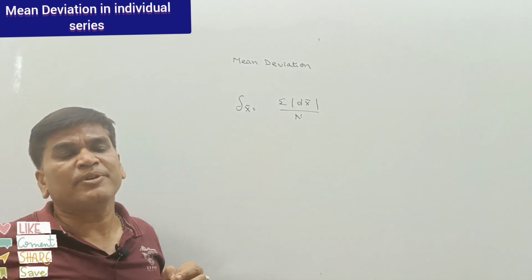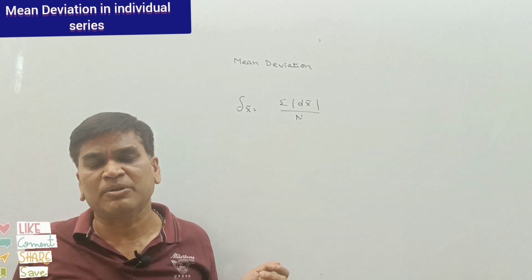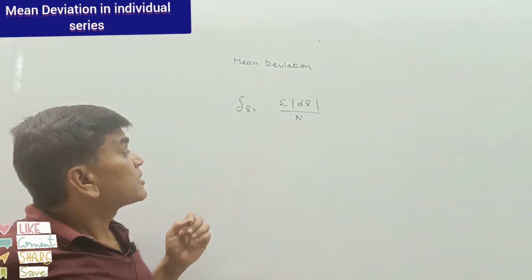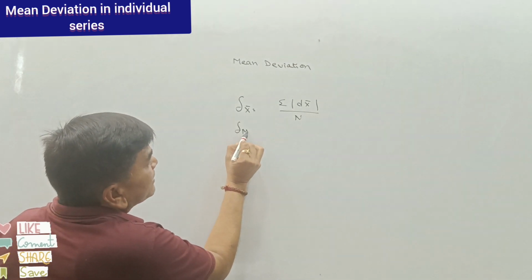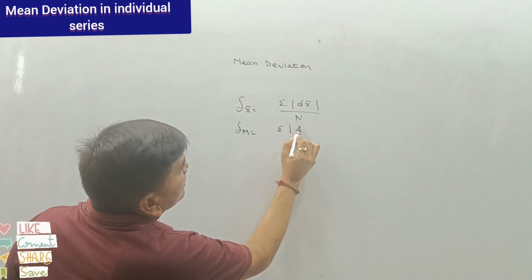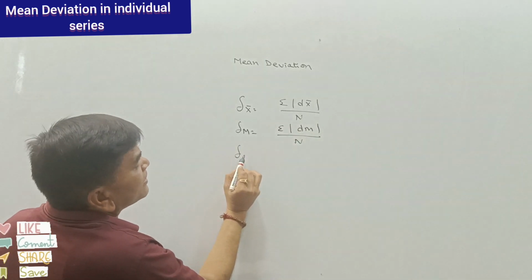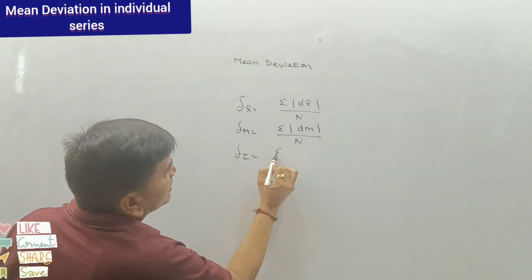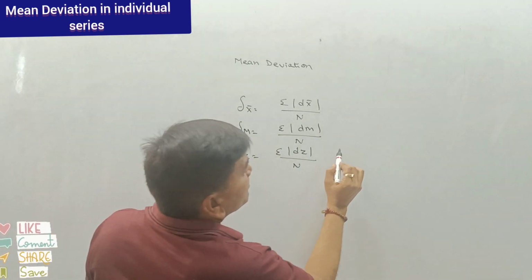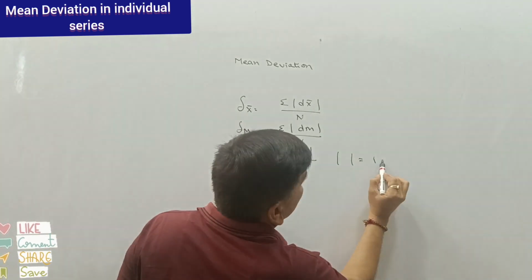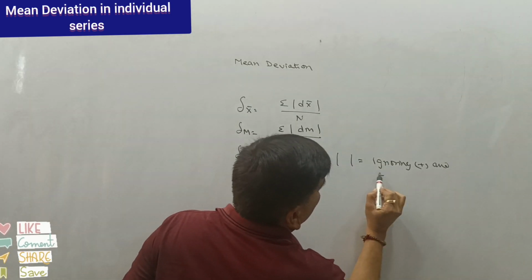In today's video we will learn how to calculate mean deviation in the case of individual series or discrete series. Suppose we are taking mean deviation from the median, then we use sigma |dm| divided by n. If we are taking it from the mode, then sigma |dz| divided by n. Here this symbol shows ignoring the plus and minus signs.